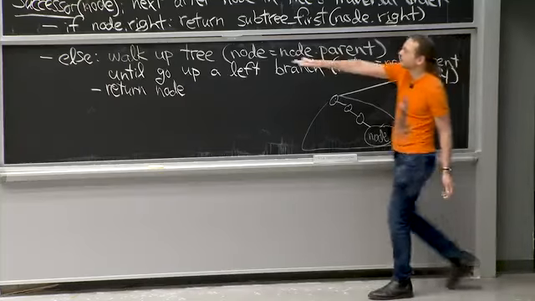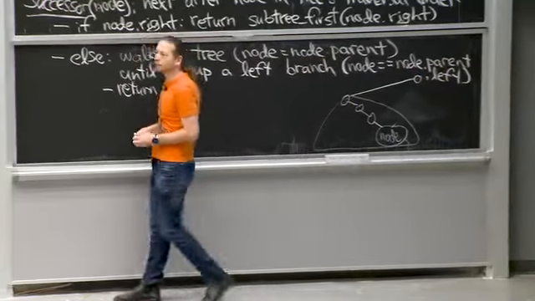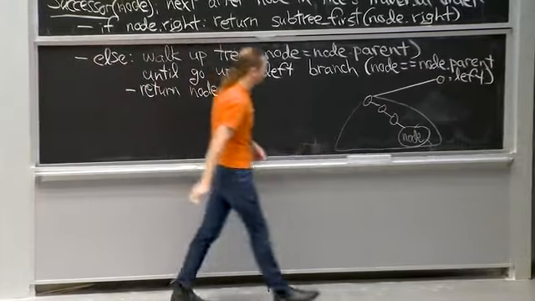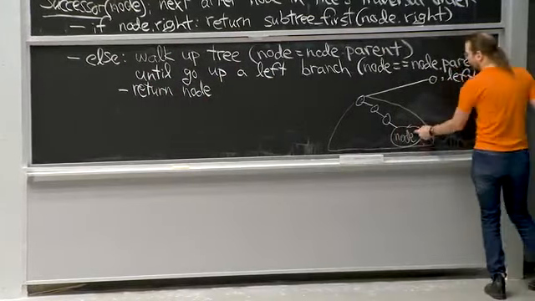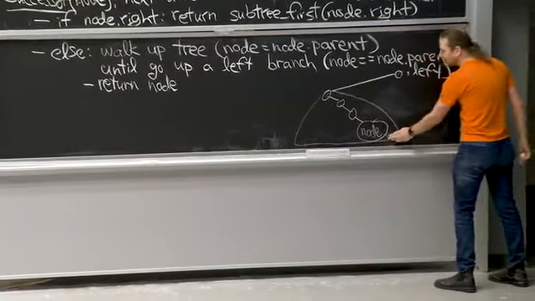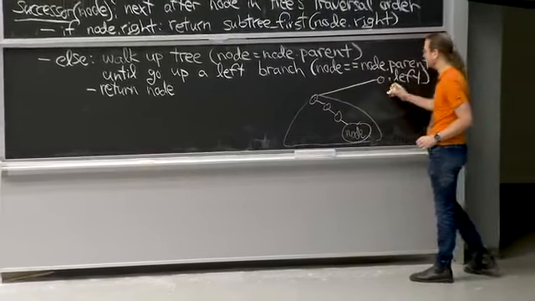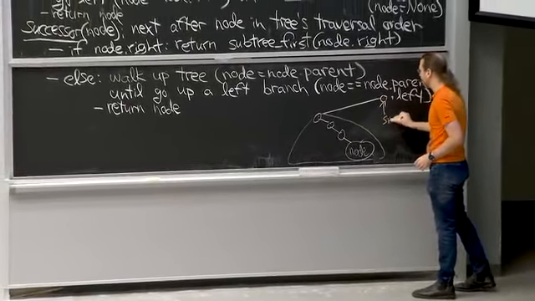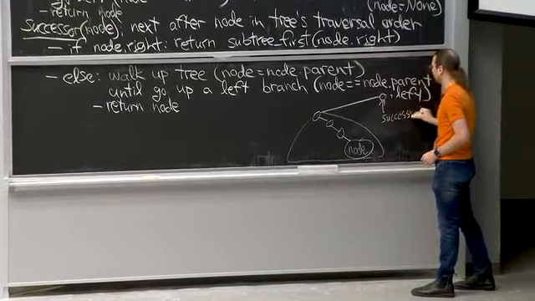And we're in the case here where there is no right subtree of our original node. So this is where all the nodes in between node and here would be, but there aren't any, and therefore this is the successor. So that's sort of the general argument why this works.